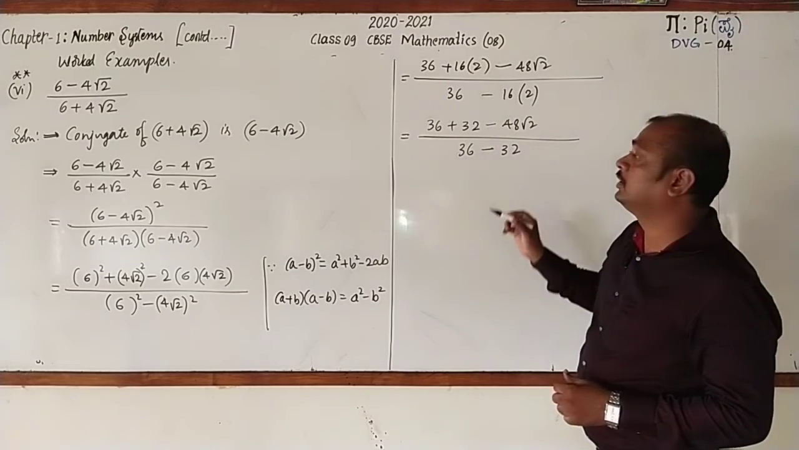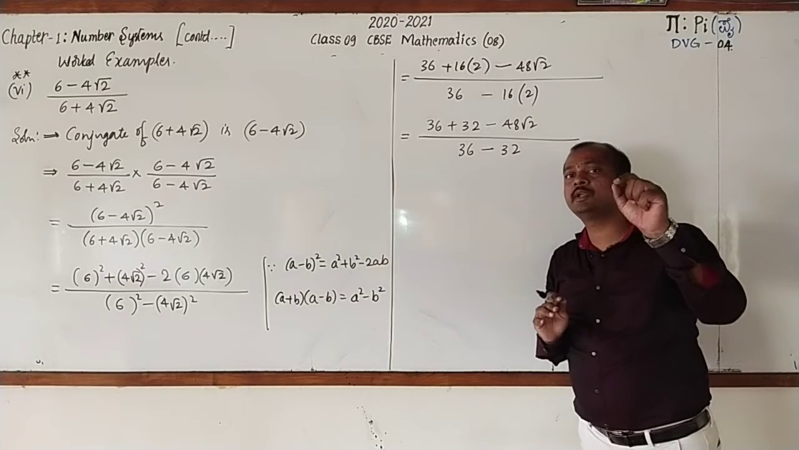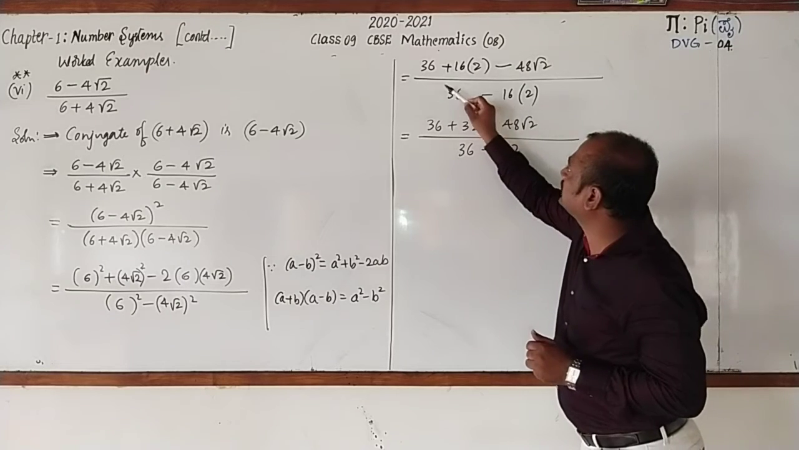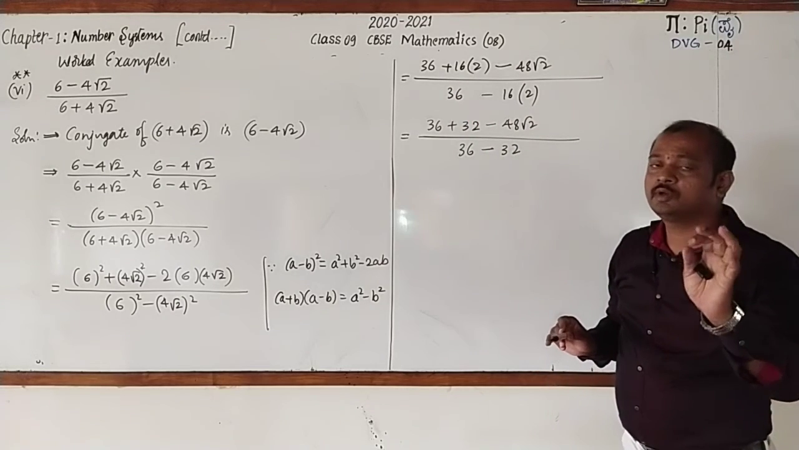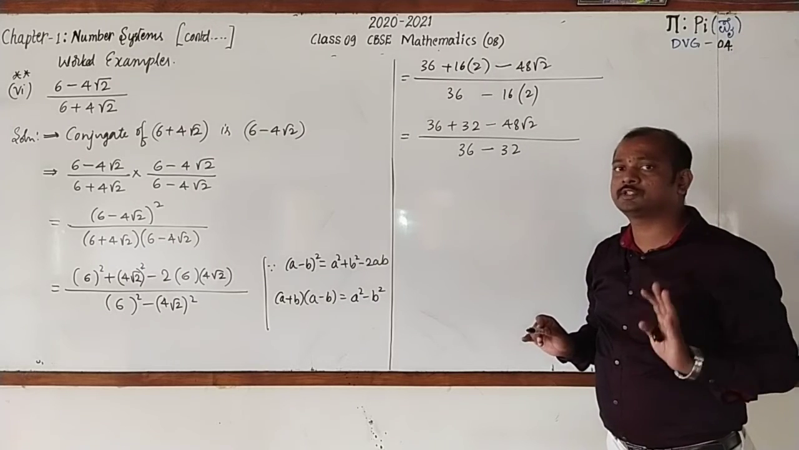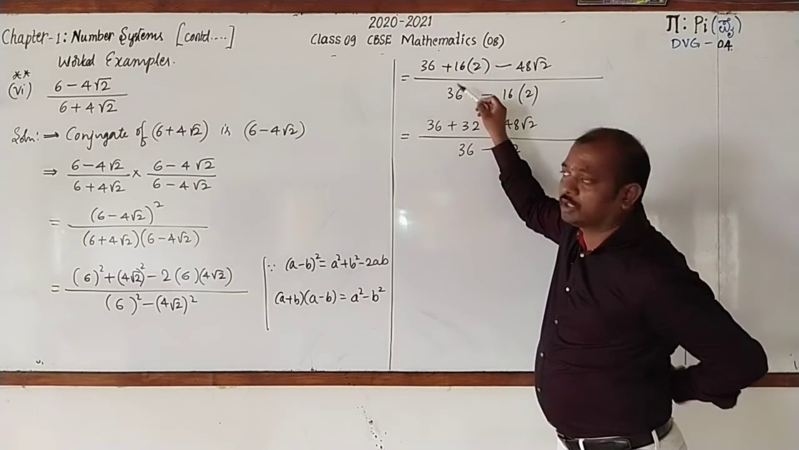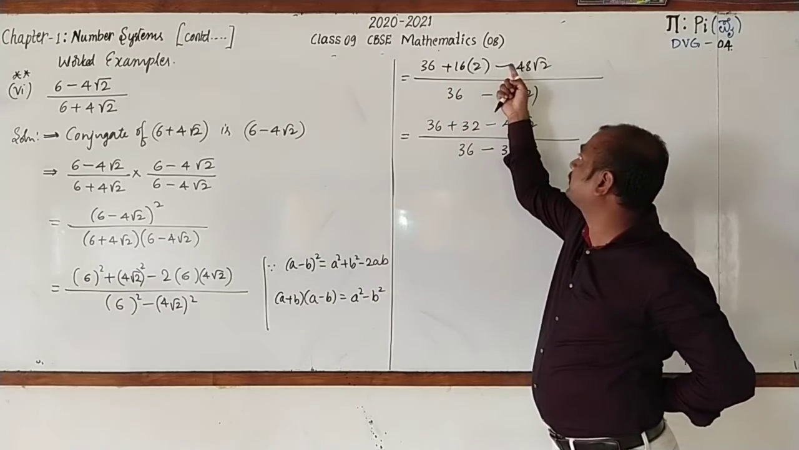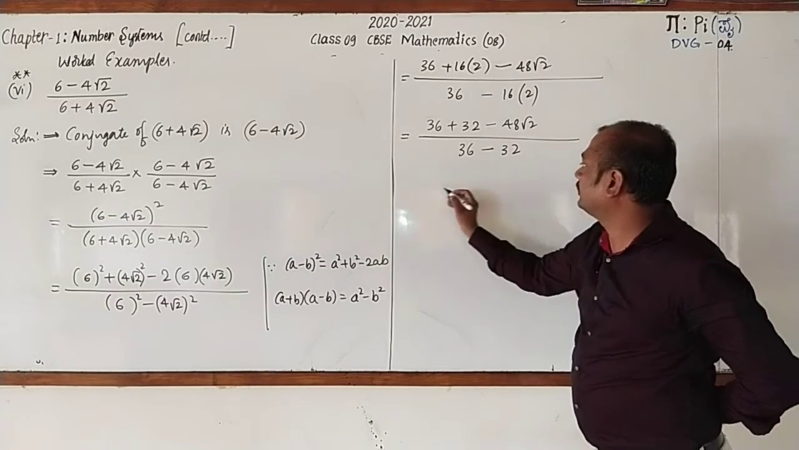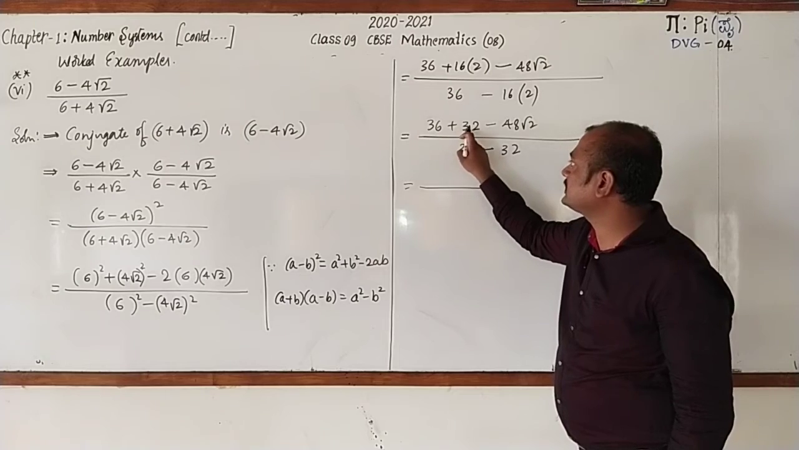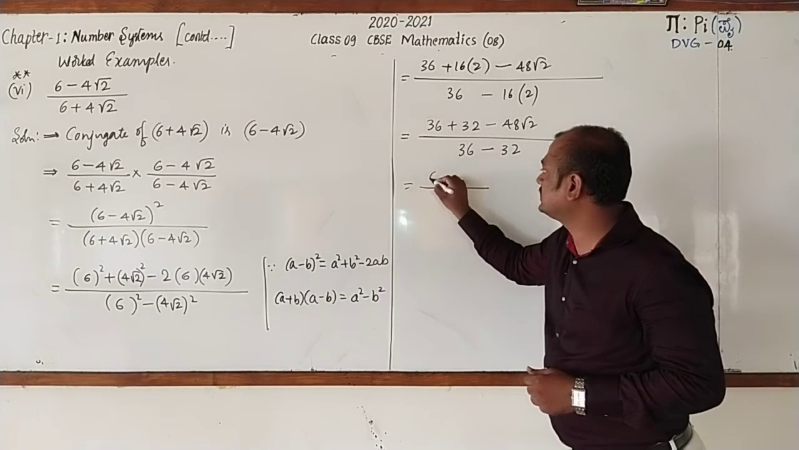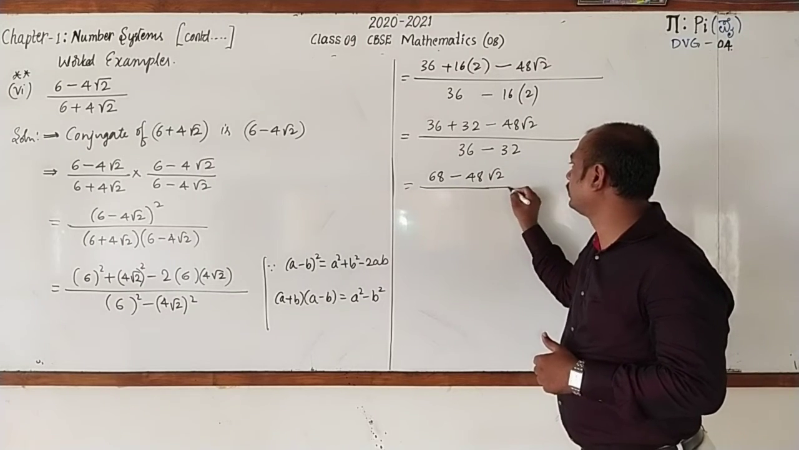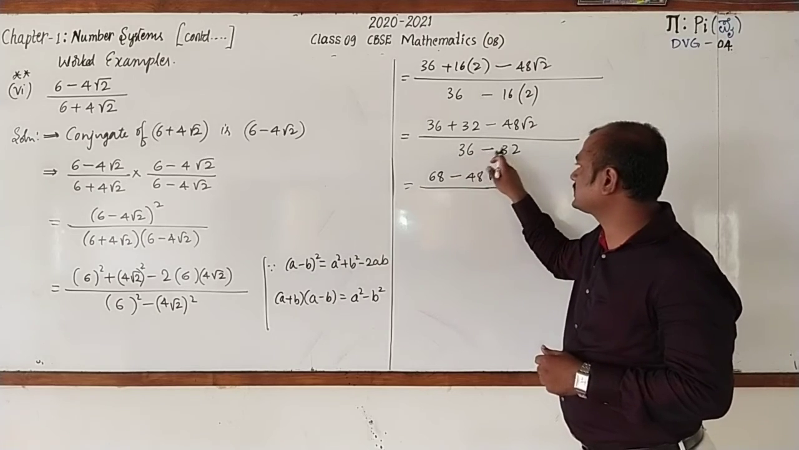It is 32. And some students will make a mistake like this. Here 16 into 2, here also 16 into 2. They will go for cancelling. 36, 36. So you have to avoid such kind of careless calculation. You cannot cancel them, because here the terms are separated by plus and minus signs. Here minus sign. Now this is equal to, what is 36 plus 32? It is 68 minus 48 into root 2 divided by 36 minus 32.